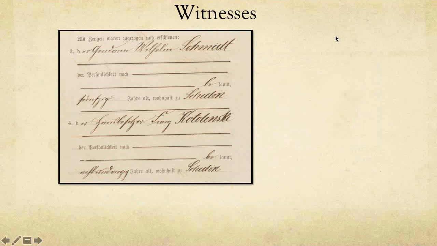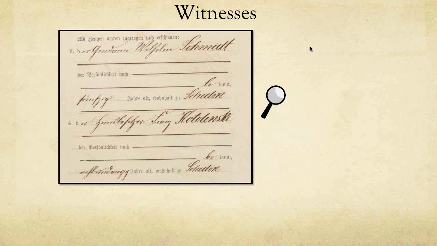Then last but not least for these records, on page 2, do not forget page 2 for marriage certificates, you will get your witnesses. And these can be important people to research for your genealogy as well. Because if they were witnesses for your ancestors, maybe your ancestors were witnesses for them, and you can find more information about your ancestors on their certificates too.